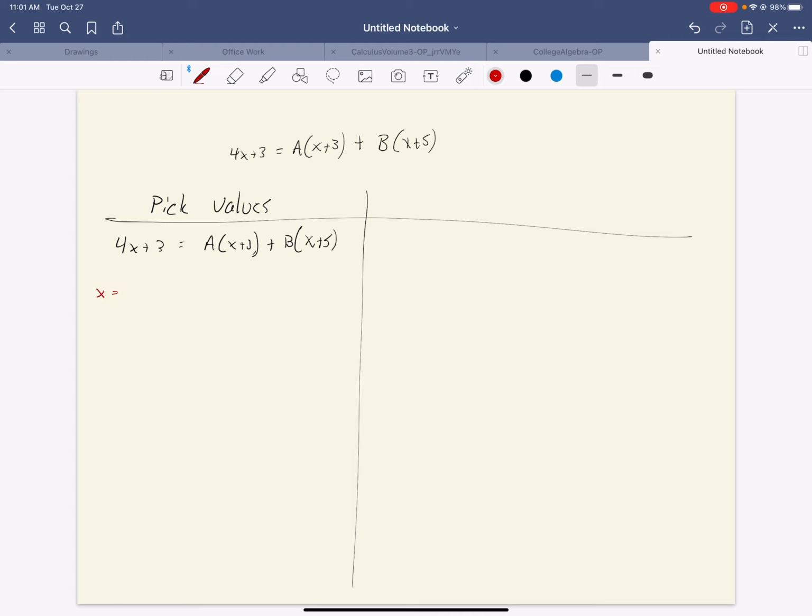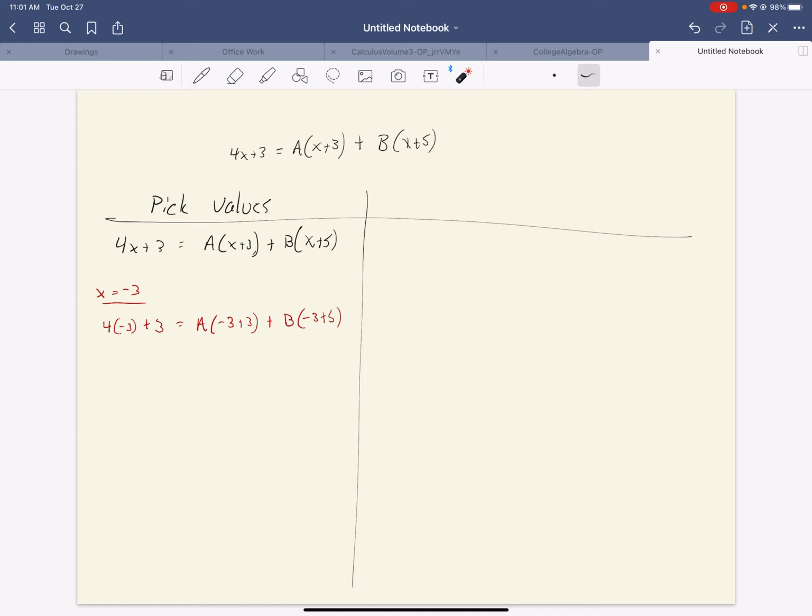One of them would be, let's let x be negative 3. And if x was negative 3, here's what we would get: 4 times negative 3 plus 3 equals A(negative 3 + 3) plus B(negative 3 + 5). Now, normally you wouldn't always write all of that out. You can kind of figure it out in your head. I'll show you when we do the next one.